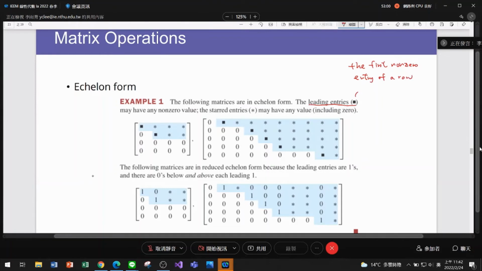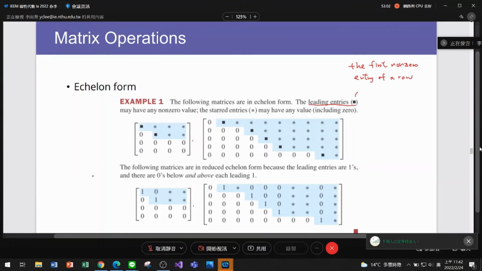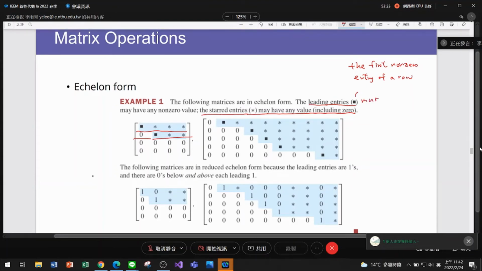That's a leading entry of a row. So we look at the rows. If it's 0, then that's not going to be the leading entry. Star means the star entries may have any values, including zeros. But the leading entry must be non-zero. So star are any values, but the leading entry is the first non-zero entry of that row.